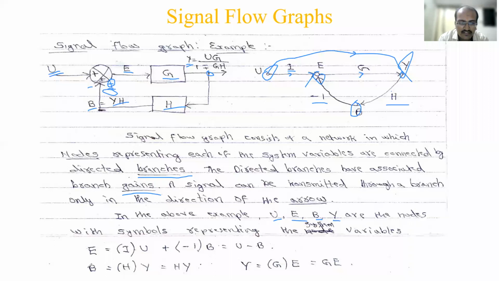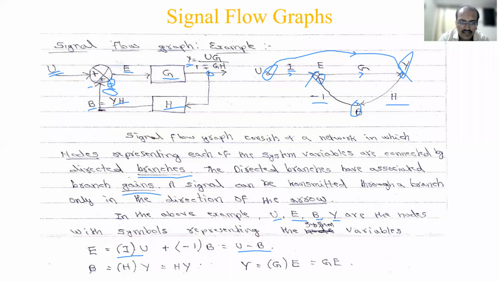So if you write the equation at E, what algebraic sum are we writing? 1 into U, shown in the bracket, 1 into U plus, normally plus, we write the algebraic sum. So what is coming from another path? It is B into -1. Only this one I will consider, not from Y. So -1 into B. So it is U minus B at this node E.